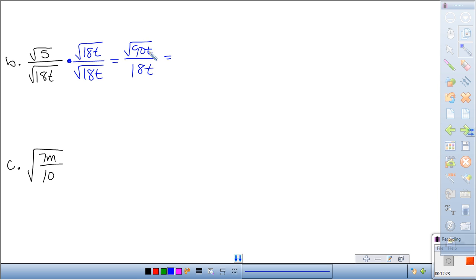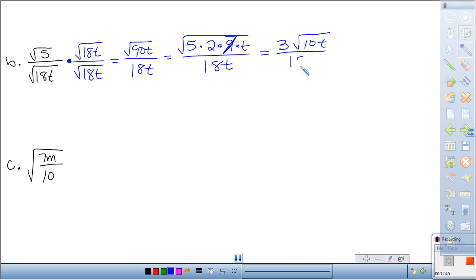So let's deal with the top now. 90 was 5 times 18, so 5 times 18 is 5 times 2 times 9. 9 is a perfect square, so I'm going to leave it, times t, over 18t, and then we want to pull out everything we can. So we can take the square root of 9, which is 3, and we have to leave in 5 times 2, which is 10, times t, 10t, over 18t.